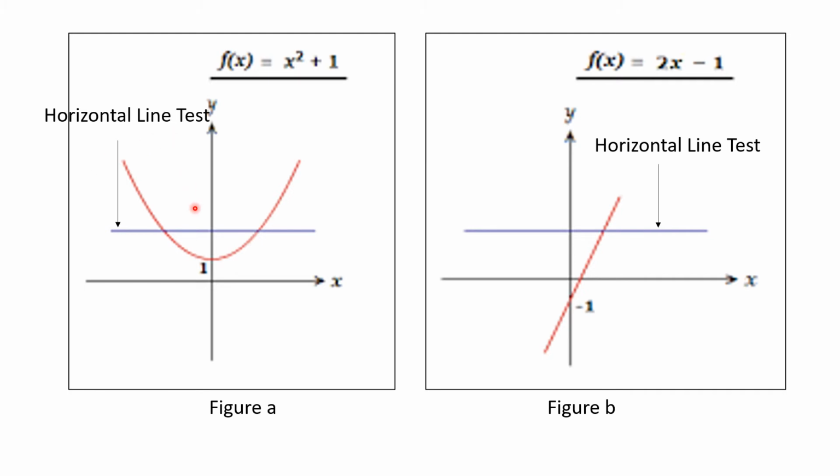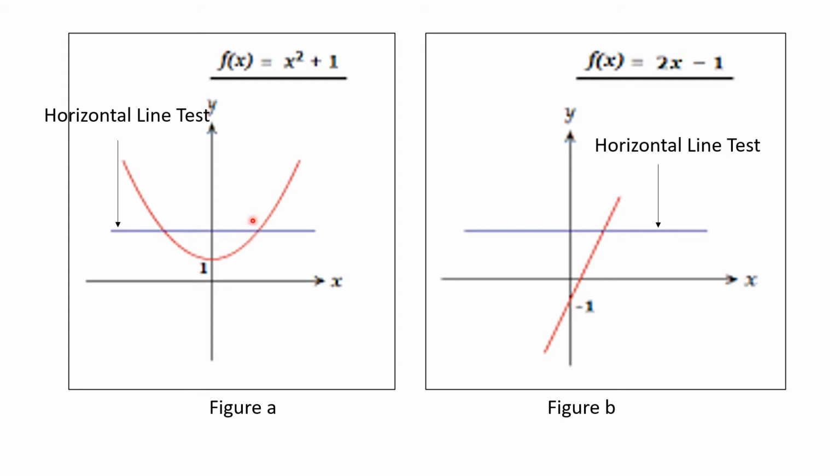So, we have here in figure A, a graph of f of x equals x squared plus 1. You can see the red curve. This is our graph, and then the blue line is our horizontal line test. So, we can draw it at any part of the graph, and then let's count how many times it intersects our graph. So, let's count. First, it does not touch our graph, they are apart. And then, in the second part, they also do not touch.